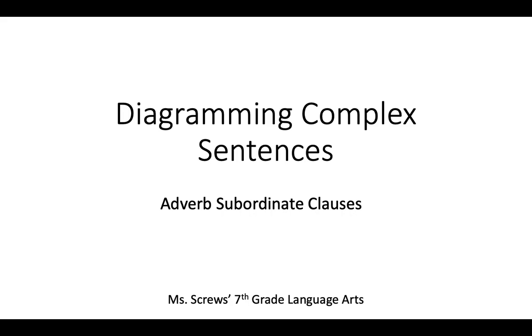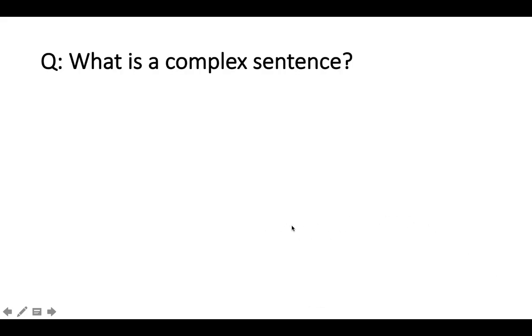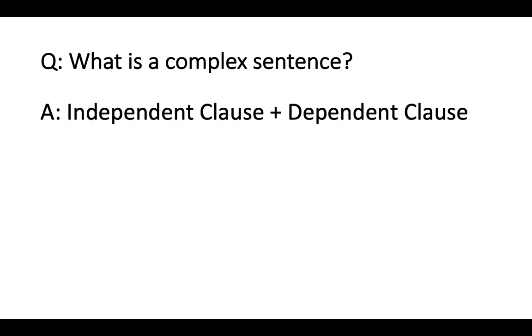Alrighty, guys, we are going to learn how to diagram complex sentences with adverb subordinate clauses. So let's remind ourselves, what is a complex sentence exactly? Answer: it is an independent clause plus a dependent clause. Remember, clause is just a fancy way of saying sentence. So it needs to have a subject and a predicate, right?